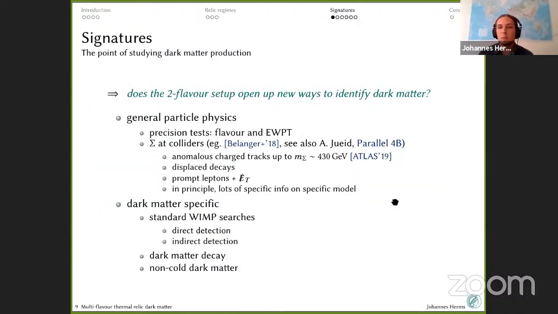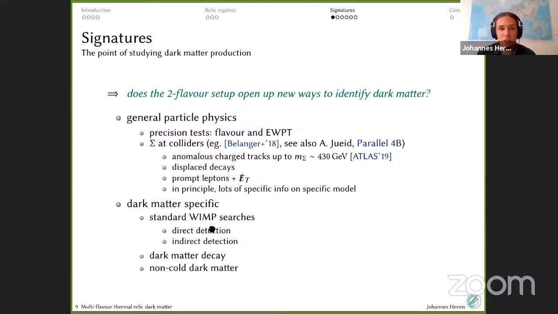But when studying dark matter production, the goal, remember, in the end was to connect the relic abundance to signatures. So we're not done here. We now need to talk about signatures that we can expect from this relic abundance calculation. And there are general particle physics signatures, which at the moment mostly give constraints, but which could, especially at colliders and searches for the mediator, give lots of specific info on specific models and could also be used to identify dark matter in the end.